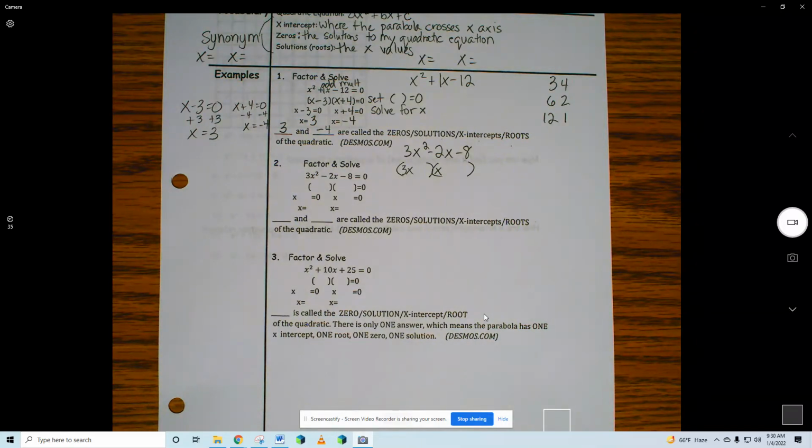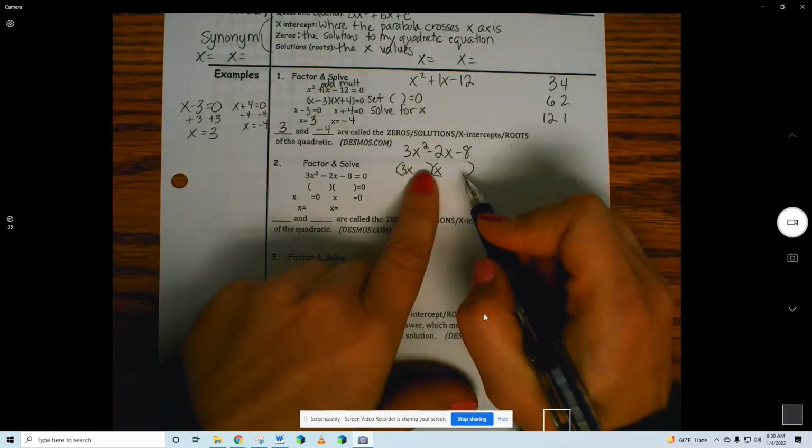Now, I have to multiply to make 8. So I have to think of the numbers that make 8. The numbers that make 8 go in my last section right here.